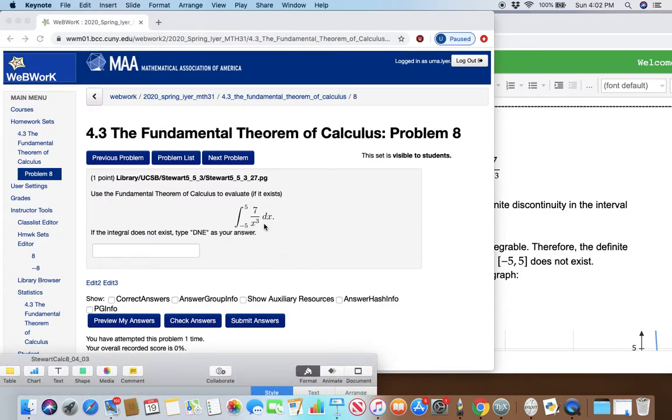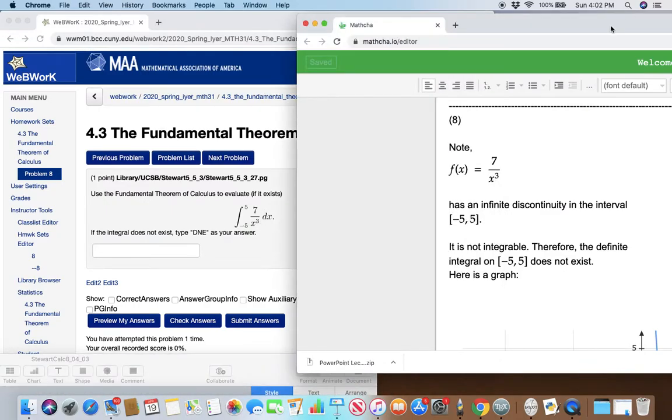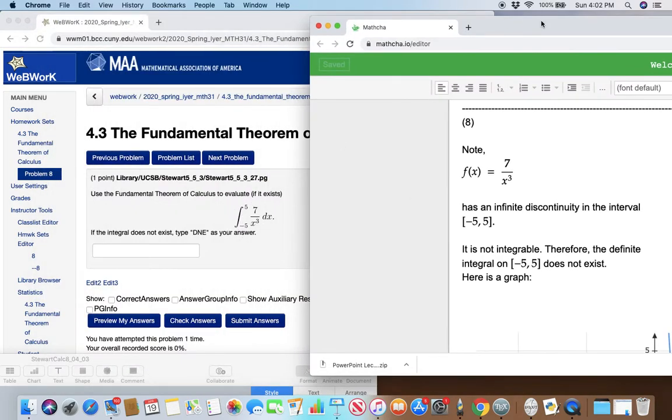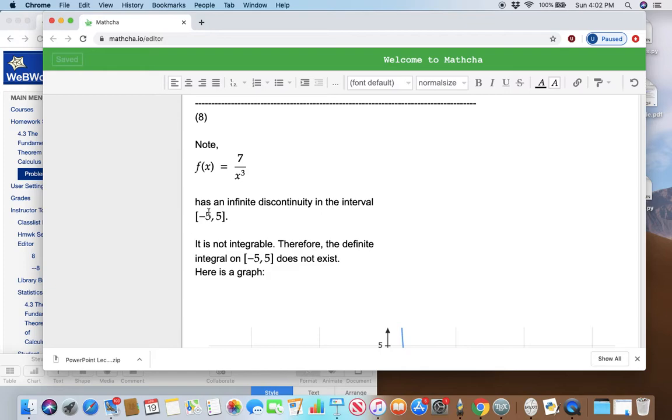So what happens to 7 over x cubed? Well, 7 over x cubed has an infinite discontinuity. See, you need to be continuous to be able to use the fundamental theorem of calculus. So we cannot use it. Now, if you cannot use it, can you find the area under this curve in a certain fashion?